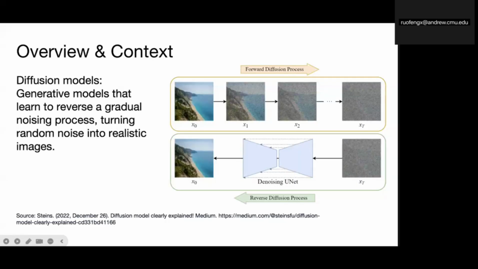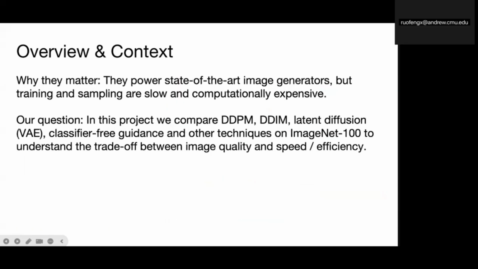To start, diffusion models are a class of generative models that work by adding noise to images and then learning to reverse that process. These models are behind many modern image generators, but the downside is that they are slow and compute hungry. In this project, our goal is to compare several diffusion variants and see how each technique trades off image quality versus efficiency.